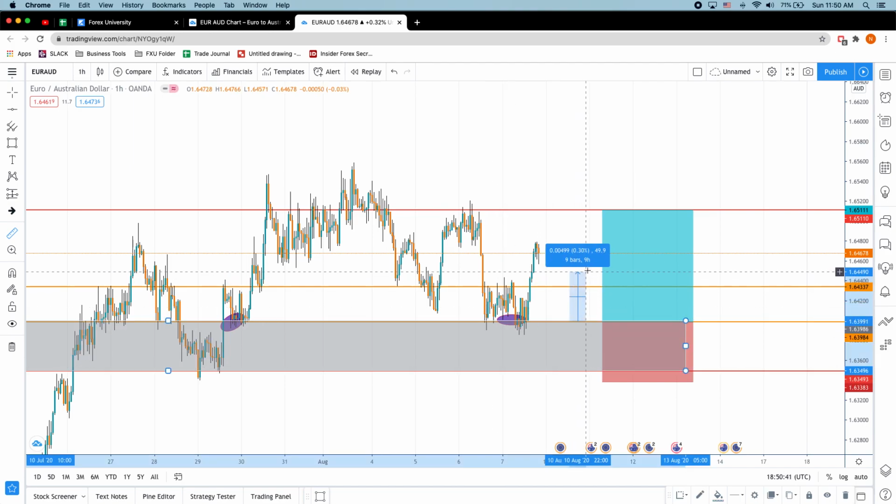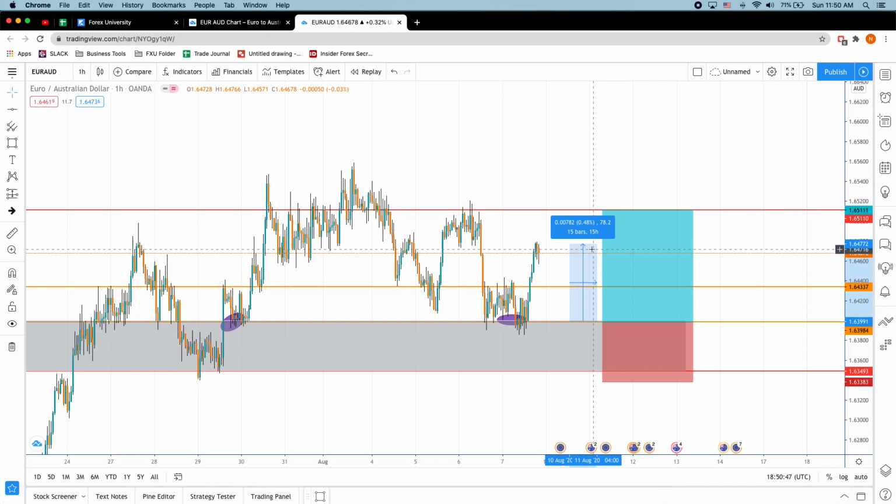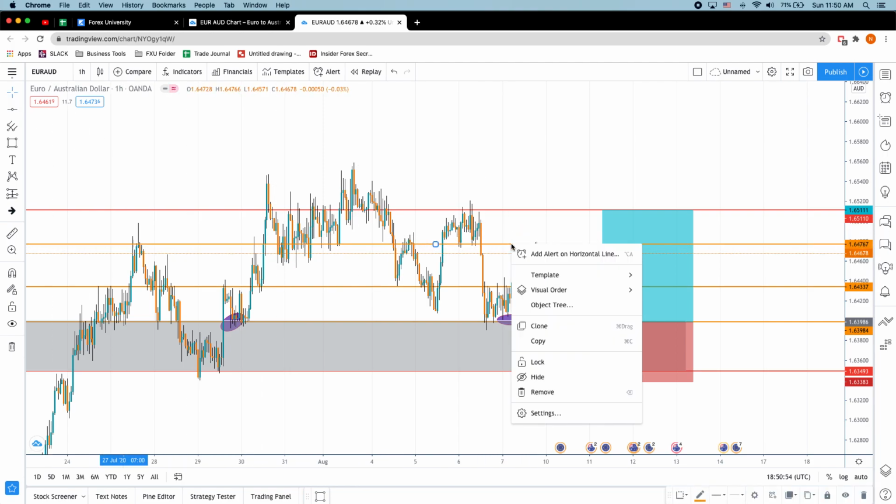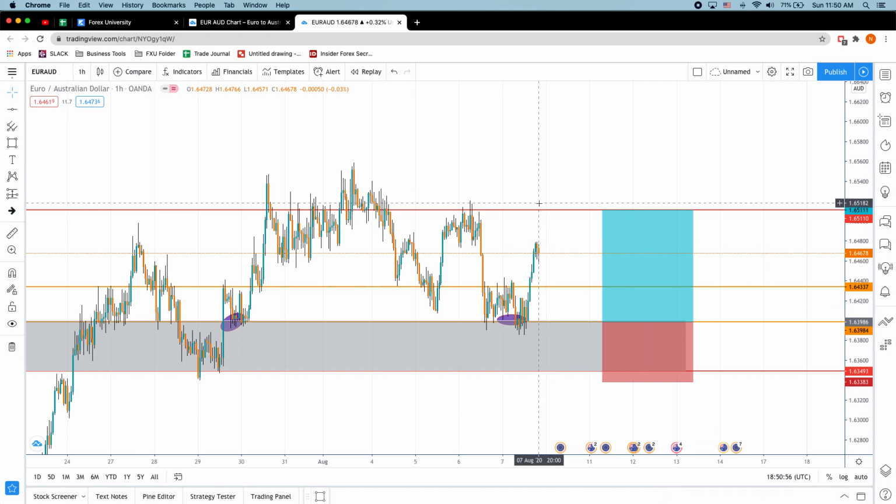I'm already up about 80 pips. So I could take profit if I wanted to, because I do see another area, right, where it's having a hard time breaking. But this is within a 1 hour time frame, so I'm looking more long term.